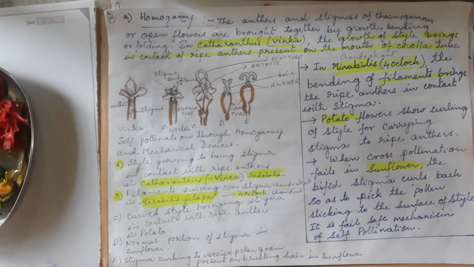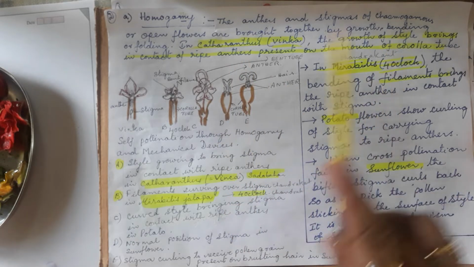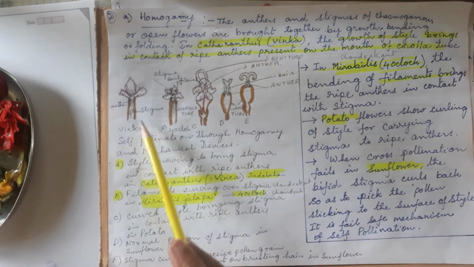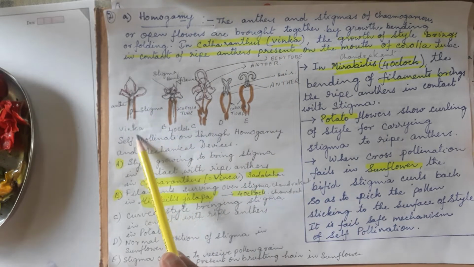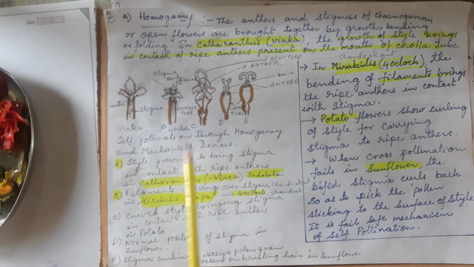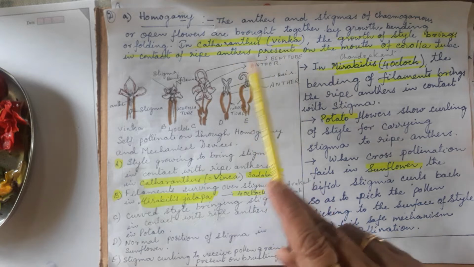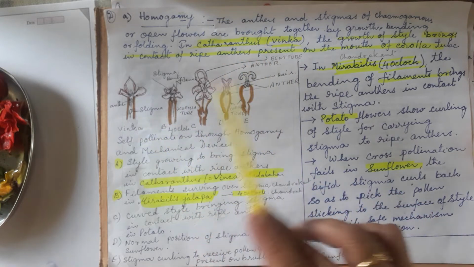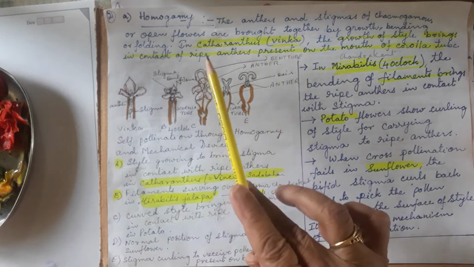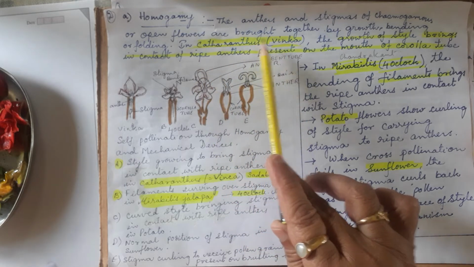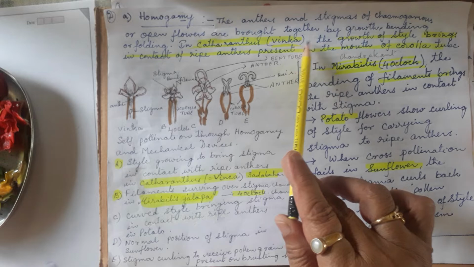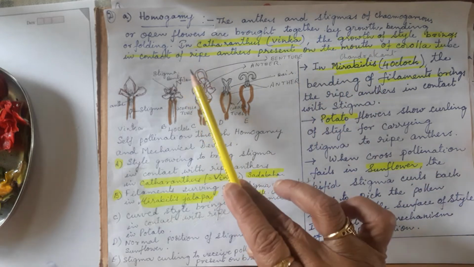This difference between chasmogamous and clistogamous flowers, these characters, will be a very important question for the board. Chasmogamous means the flowers will open. You can see here, one is homogamy, chasmogamous flowers: Vinca rosea, Sadabahar, and the 4 o'clock flower, and this is the sunflower. How it takes place: the flower itself changes its structure to make it homogamy. Flowers are open, and in those open flowers the anthers and stigma are brought together by growth, bending or folding.